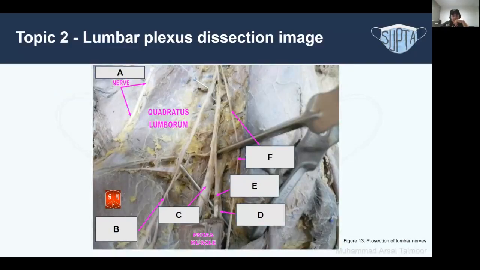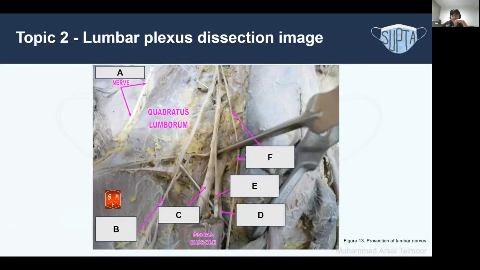I'll be a bit quick with this one. This is really, if you've been in a dissection lab and you've seen these nerves, that's how you're going to remember this. There's no other way really to understand what goes where. So the answer is A.